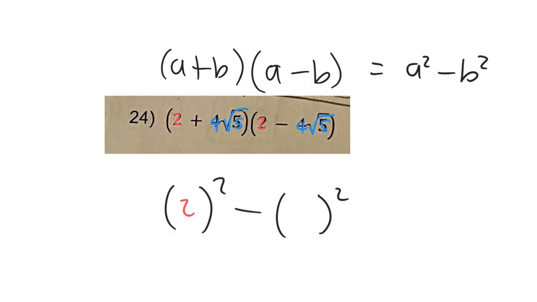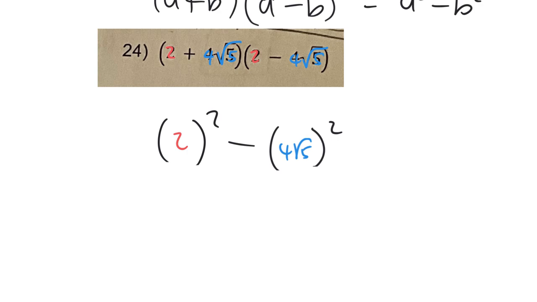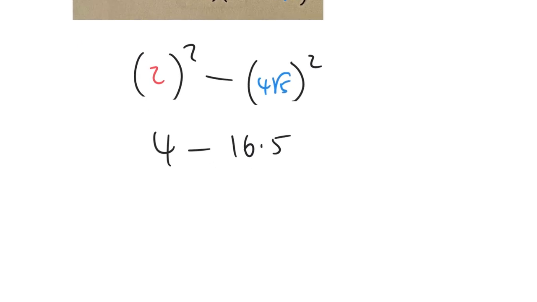Okay, so that's 4 radical 5 squared. The red 2 squared is, of course, 4. Now, this becomes minus 16 times 5. For my student watching, just know that the 4 became a squared, that became a 16, and the radical 5 became a squared, and that is a 5. So 16 times 5 is 80, so it's going to be 4 minus 80, and that is negative 76.